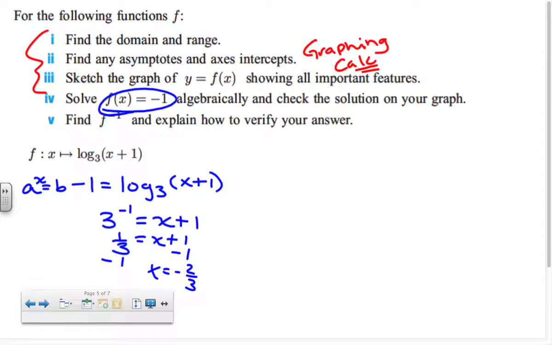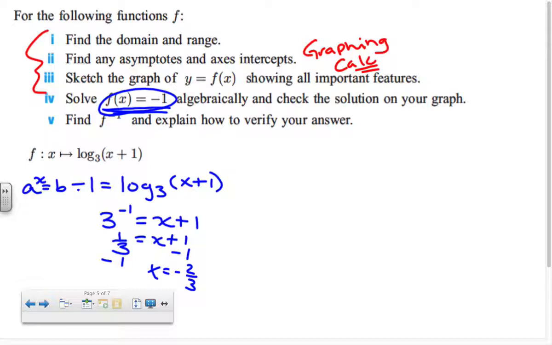Okay. I wanted to do this with you because I think this is an interesting skill to have. If it tells you that f of x equals -1, can you solve the equation? You plug it in for f of x and solve the equation from there. So now it also asks us to find the inverse.